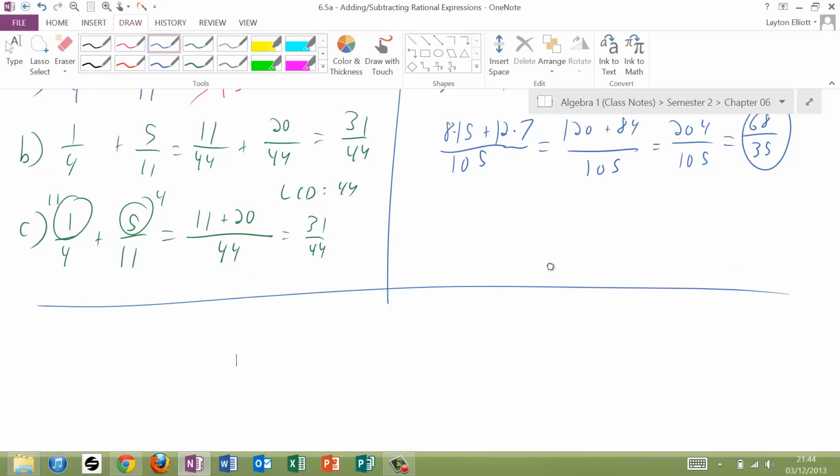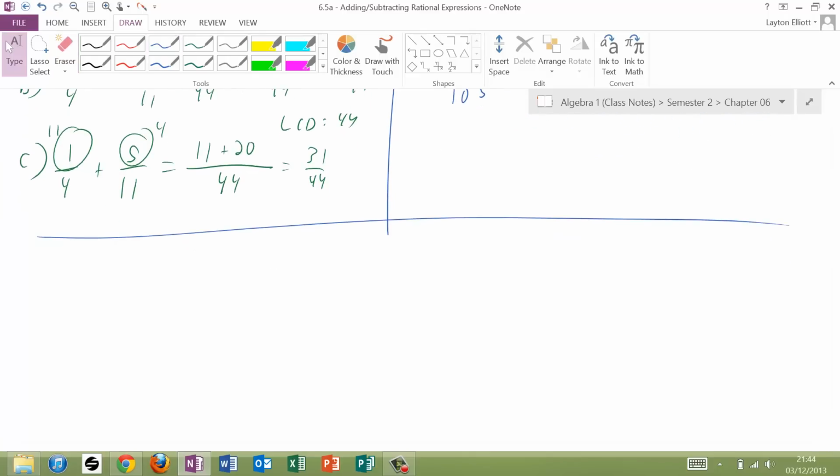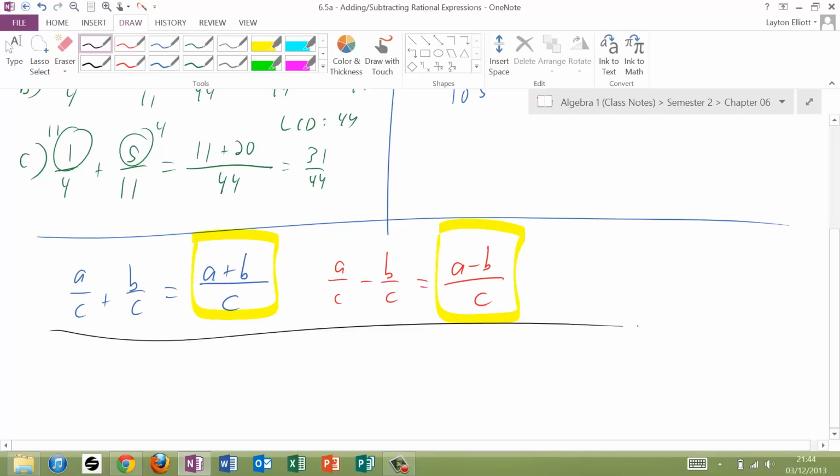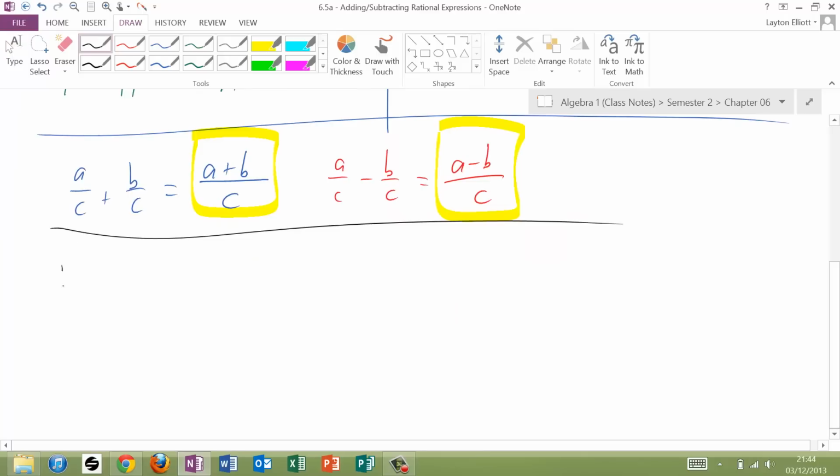Okay, continuing on. The rule with fraction adding is that if I have a over c plus b over c, that's equal to a plus b all over c. Similarly, if I have a over c minus b over c, that's just equal to a minus b all over c. And it's this form that we're going to be focusing on with the rest of this lesson. Okay, let's do some examples.